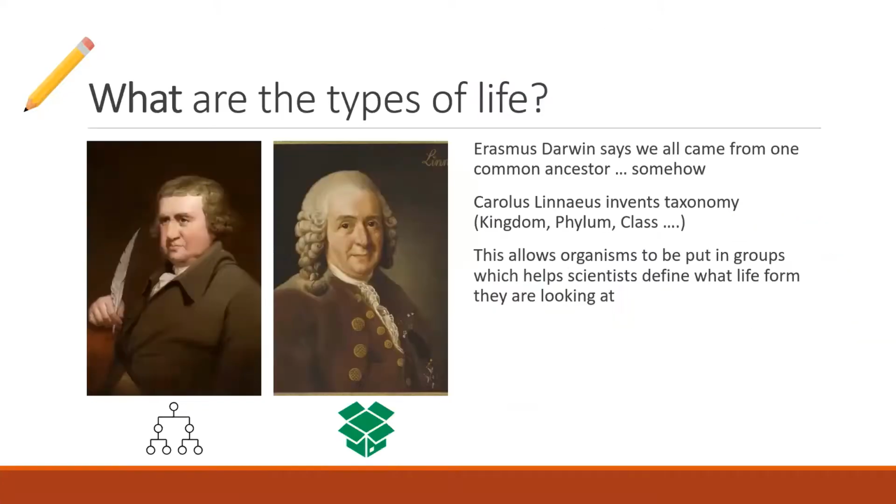What is life? What are the types of life? Now, this is the first question that was answered, and this is probably the oldest type of question. The two scientists we have to thank for this are Erasmus Darwin and Carolus Linnaeus.